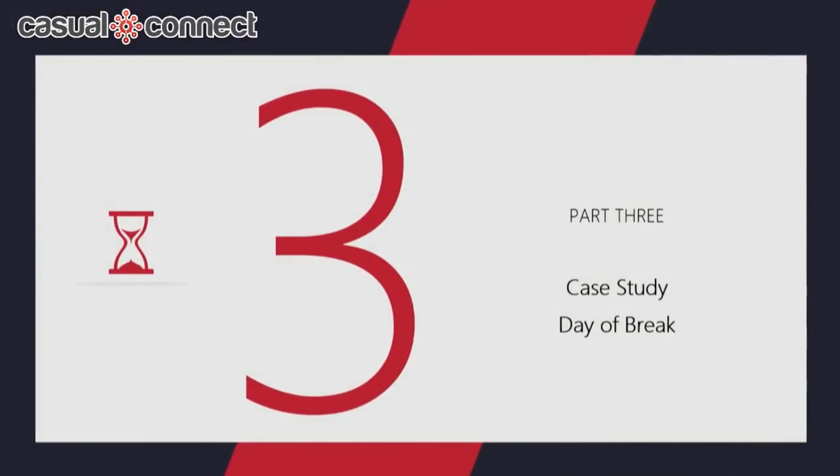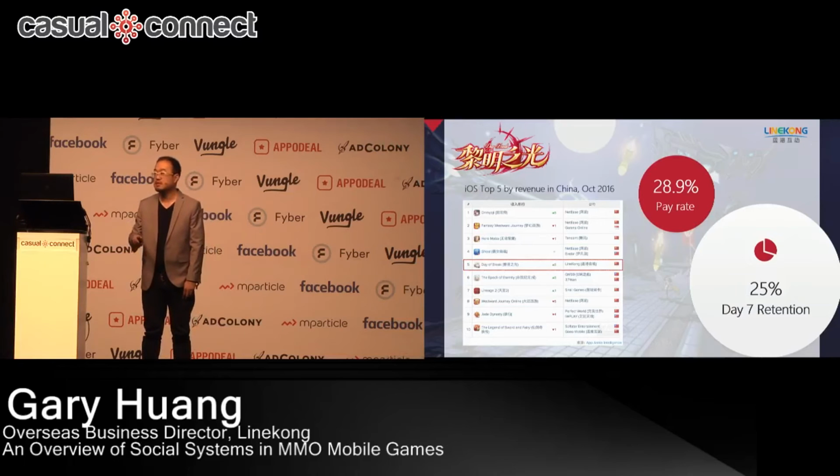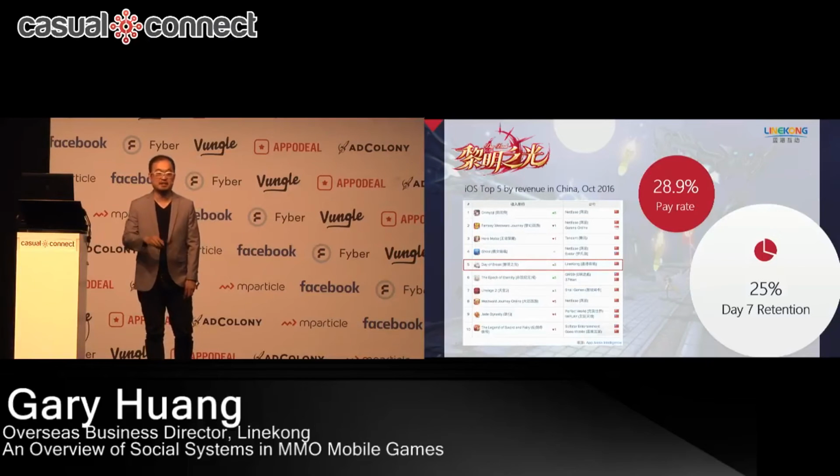So let's go to the case study, our Lancôme's game Day of Break. You can see that the pay rate is pretty high, and I think that's the main reason. The main reason behind it is the retention rate. If the users are willing to stay in your game, that means they are willing to pay after that.